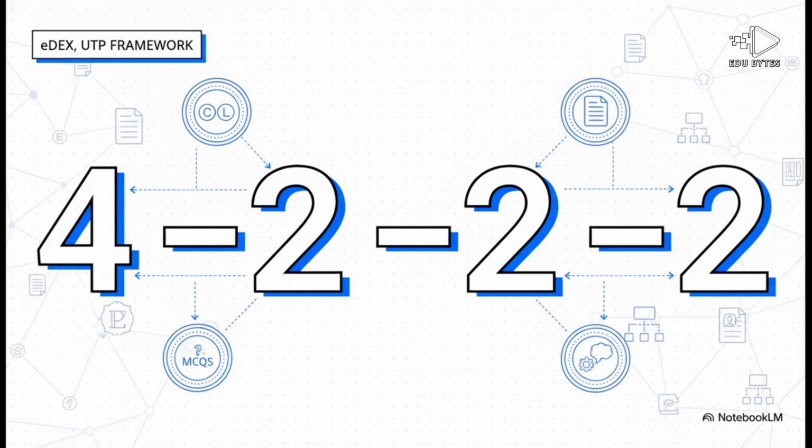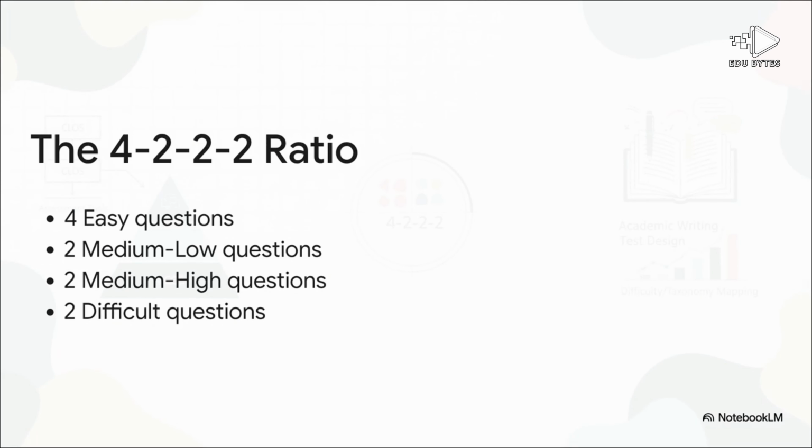It all comes down to this ratio: 4-2-2-2. So what on earth does 4-2-2-2 mean? It's actually a blueprint. For every 10 questions you write, 4 of them should be easy. Then you'll have 2 that are kind of medium-low difficulty, 2 that are medium-high, and finally 2 that are genuinely difficult. This simple structure makes sure you're getting a snapshot of the entire range of student understanding.